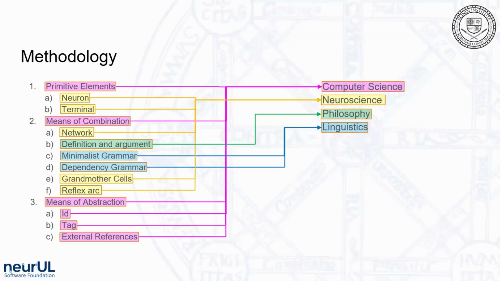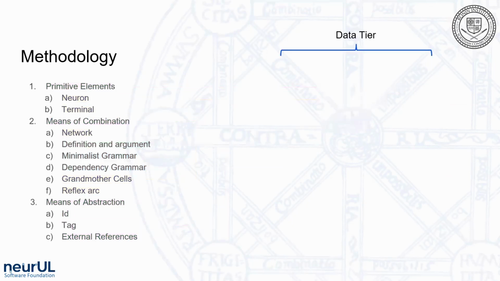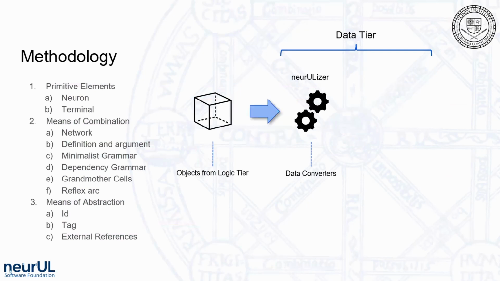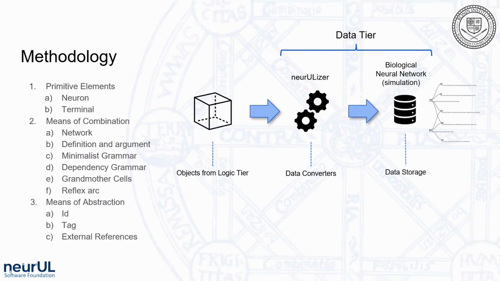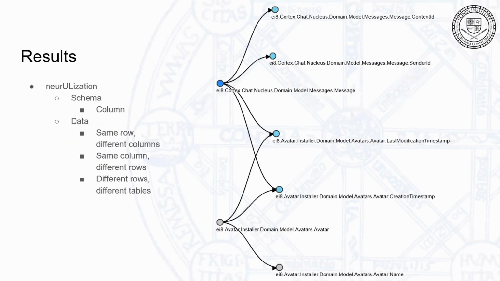As discussed in the previous presentation, the neuralizer uses the following concepts from computer science, neuroscience, philosophy, and linguistics to serve as a data converter, which accepts objects from the logic tier, to generate simulations of biological neural networks for data persistence. In the results shown at the schema level, both tables messages and avatar refer to the same columns, last modification timestamp, and creation timestamp.